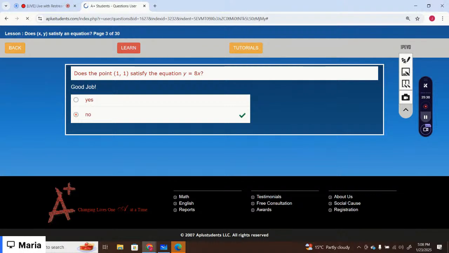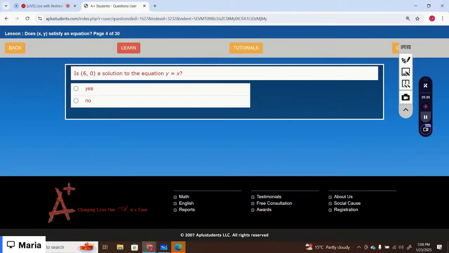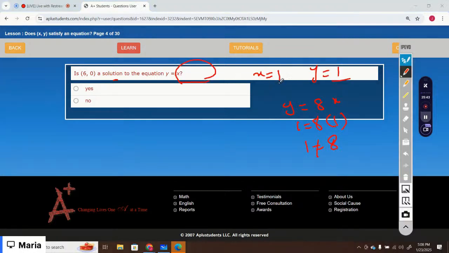Is (6, 0) a solution to the equation y equals x? So x is 6, y is 0. The equation is y equals x, y is 0, x is 6. 0 is not equal to 6. So no, (6, 0) is not a solution to the equation y equals x. The correct option is no.